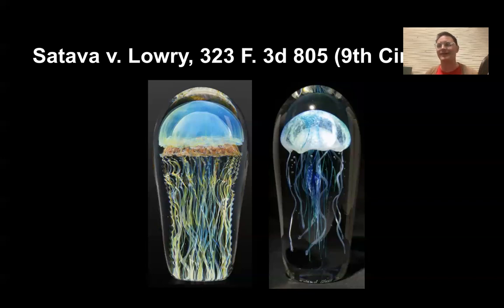Lowry copied the idea of creating a glass jellyfish, because after all, if you compare the Satava and the Lowry jellyfish, they're both glass jellyfish. They're both similar, but they're not the same. And the court says, look, to the extent there are protectable elements in the Satava jellyfish, the protectable elements are the particular concrete visual expressions that are included in the Satava glass jellyfish, not the abstract idea of a glass jellyfish writ large. Therefore, Lowry's jellyfish can't be infringing, even though Satava owns a copyright in his particular glass jellyfish, because the Lowry glass jellyfish just isn't similar enough to be infringing.